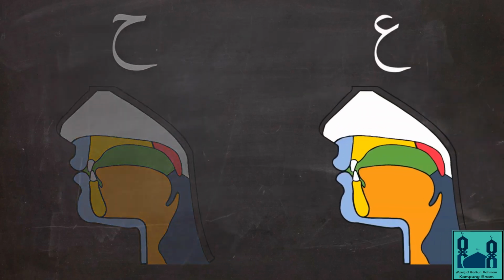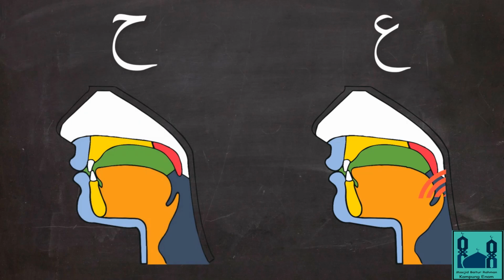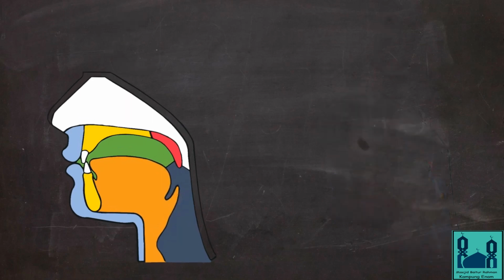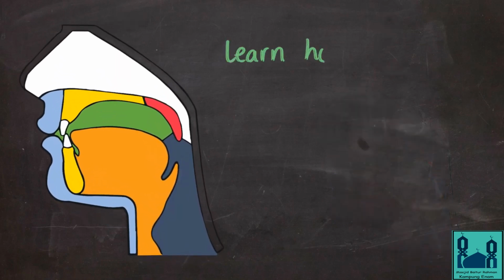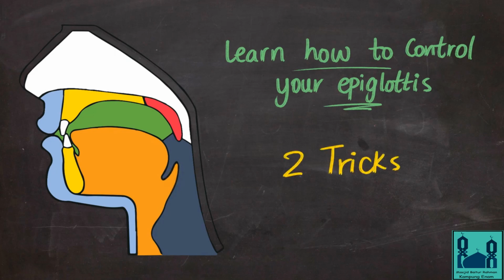So, for the ayn, you push the epiglottis almost against the wall of your throat to force the sound from that area. While the ha, you push the epiglottis back, not as much, and you will push air out to cause the friction to happen and generate the sound. So these are the 2 sounds generated from the middle part of the throat, using the epiglottis. And as a matter of fact, how much you can control your epiglottis will determine how well you can produce these 2 sounds. Here are 2 tricks you can try to help yourself have more control over your epiglottis.